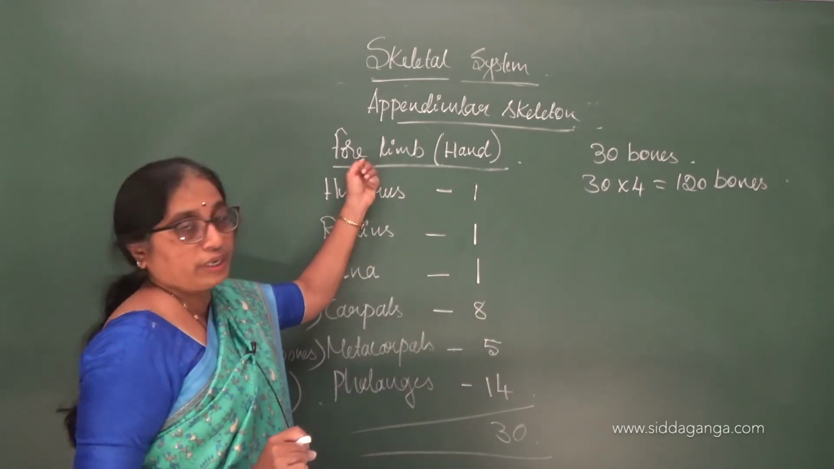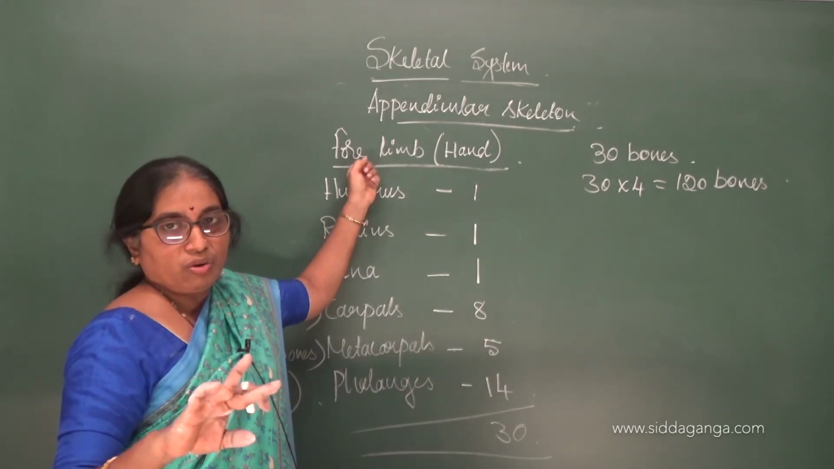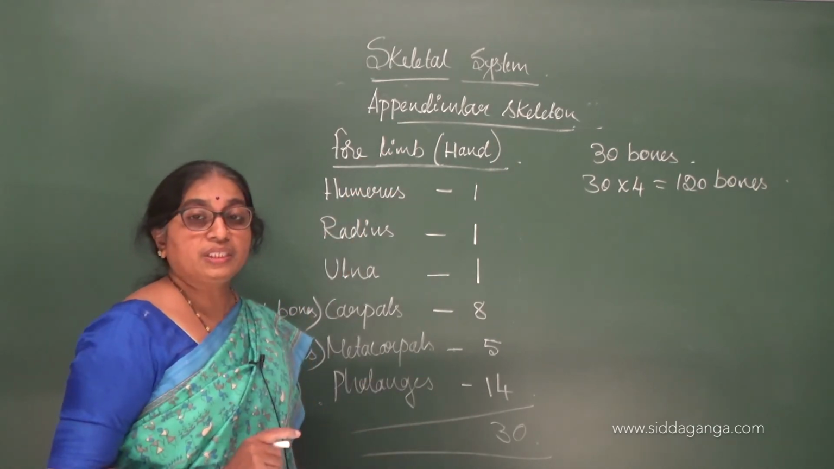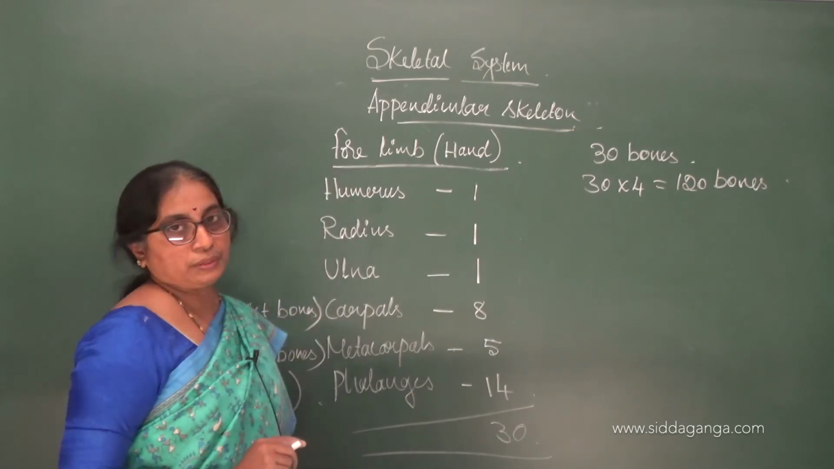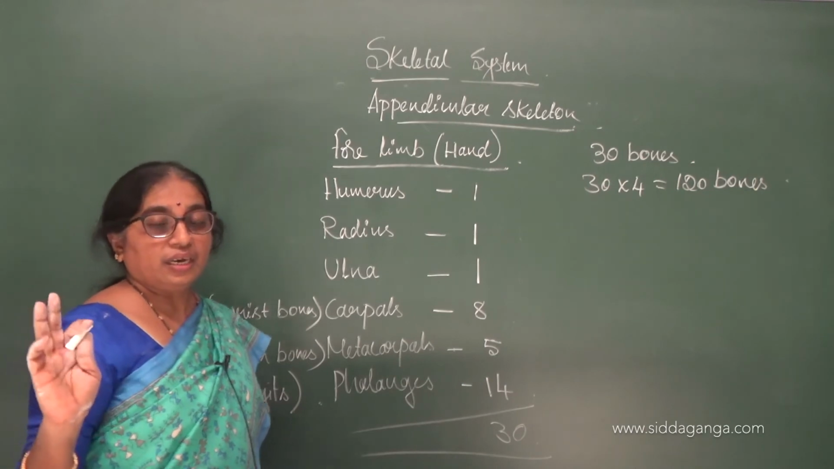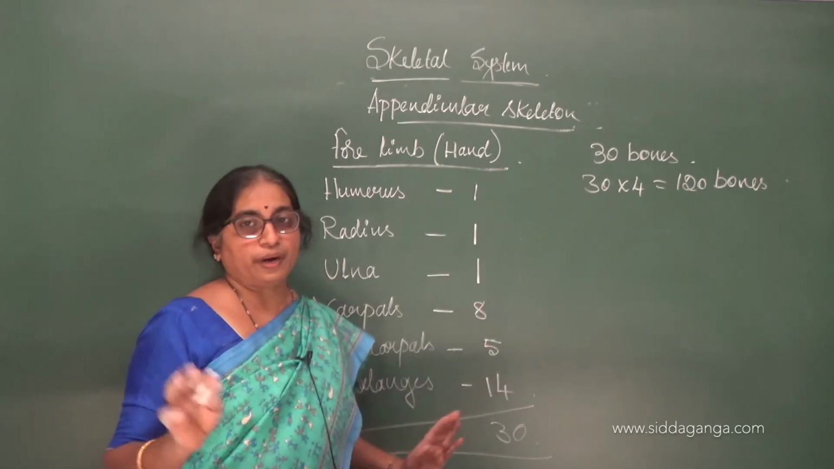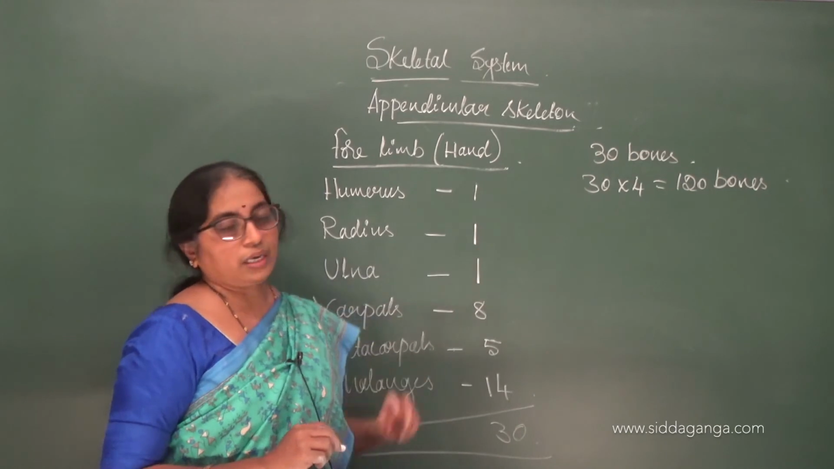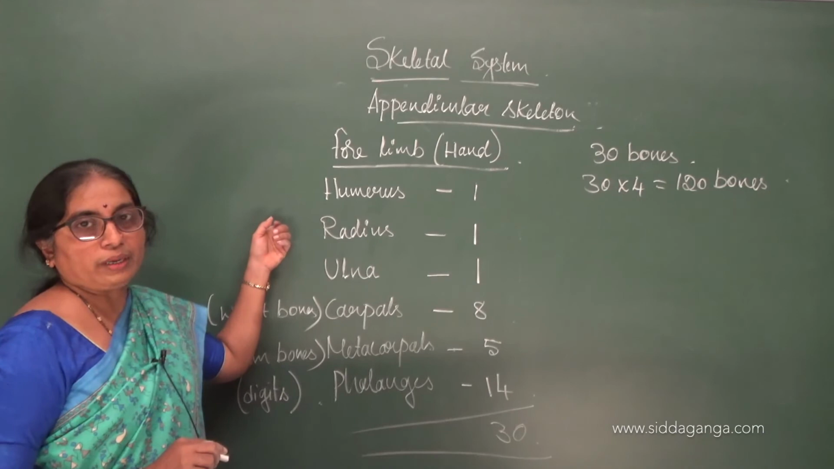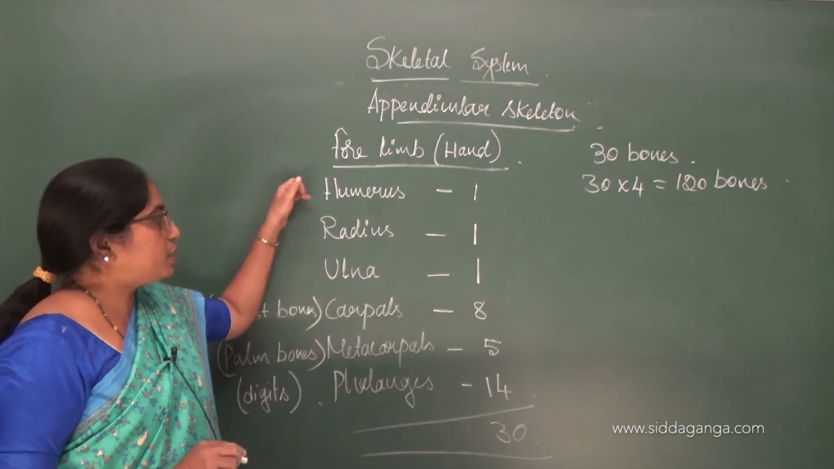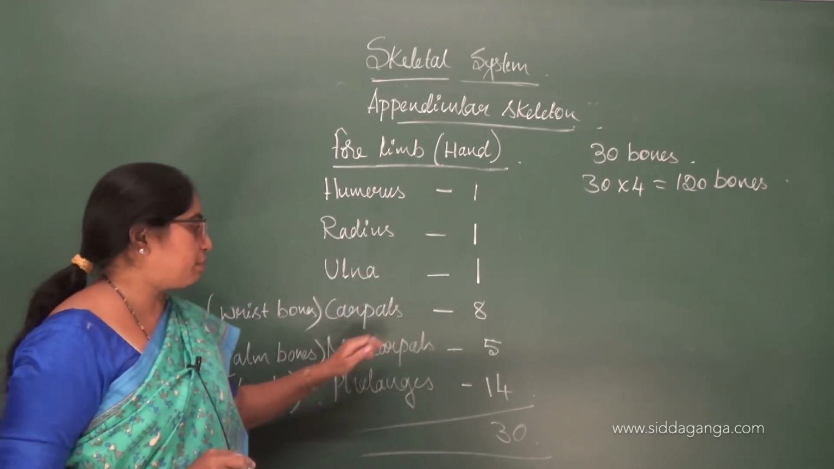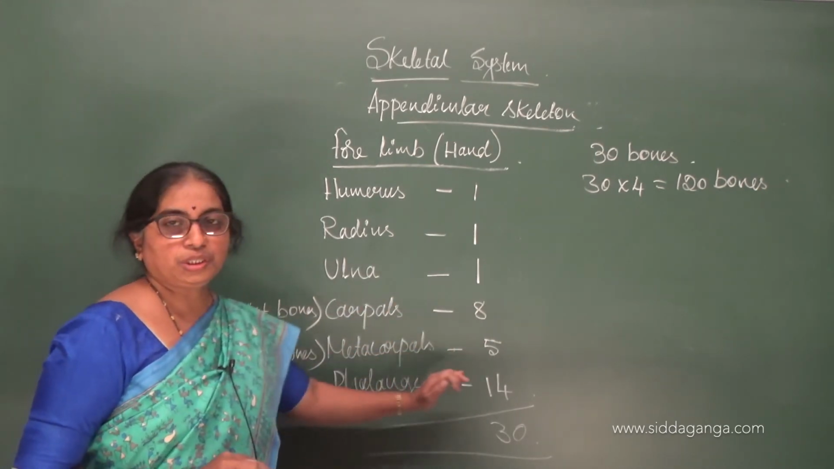So there are two forelimbs, one on the left and one on the right. Therefore 30 plus 30 will account for 60 bones in the forelimbs. In the same way, the hind limbs also comprise 60 bones, which will account to 120 bones. So very important, humerus 1, radius 1, ulna 1, carpals 8 in number, metacarpals 5 in number, phalanges 14 in number.